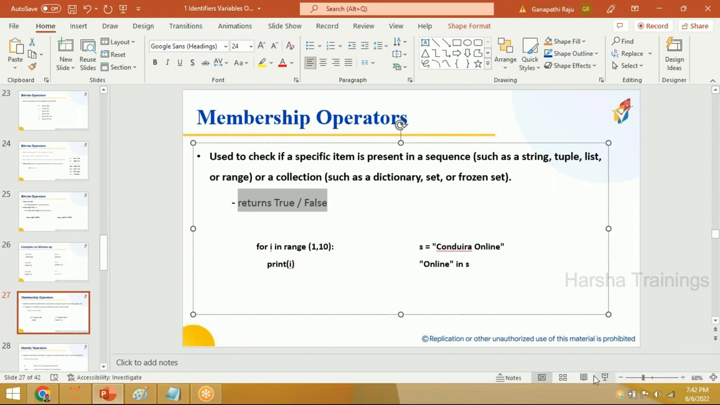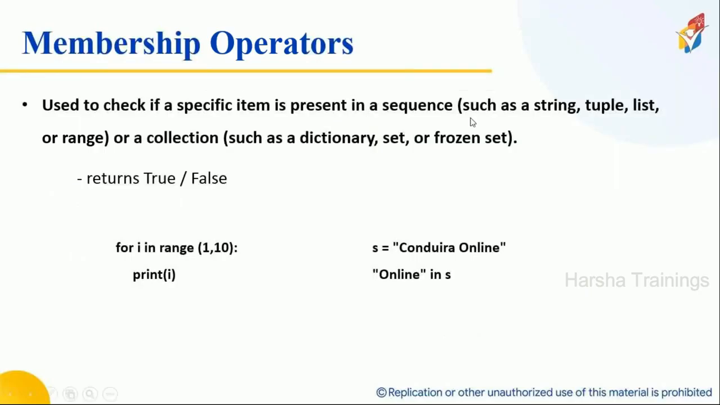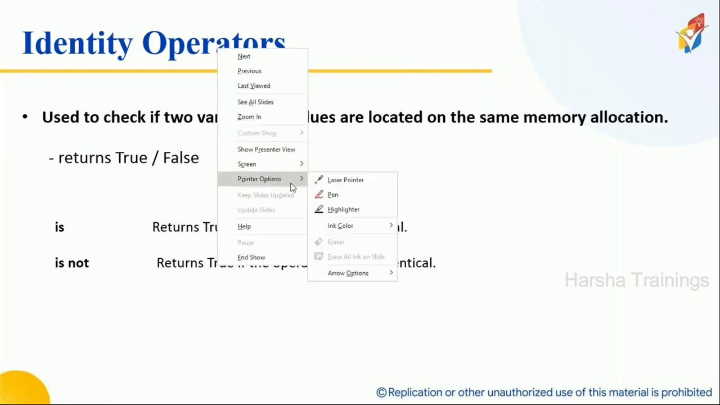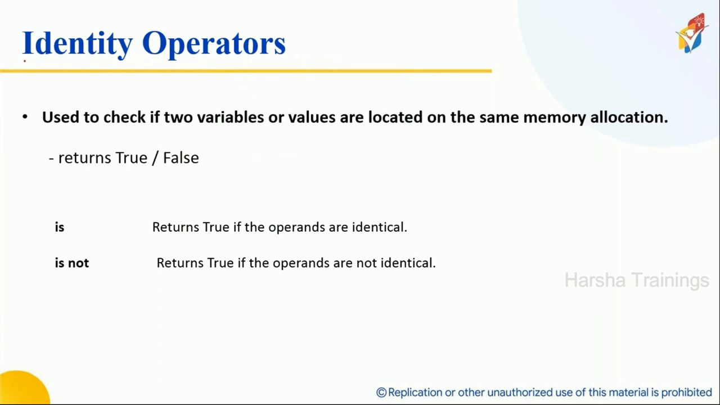I think everyone is good with membership operations. Now I'll go for another important concept called identity operations. This is the most important question for interview purposes. Python supports two identity operations: first is, second is not. There is a space between them; it is not a single word. These two operators are used to check whether two variables refer to the same value.